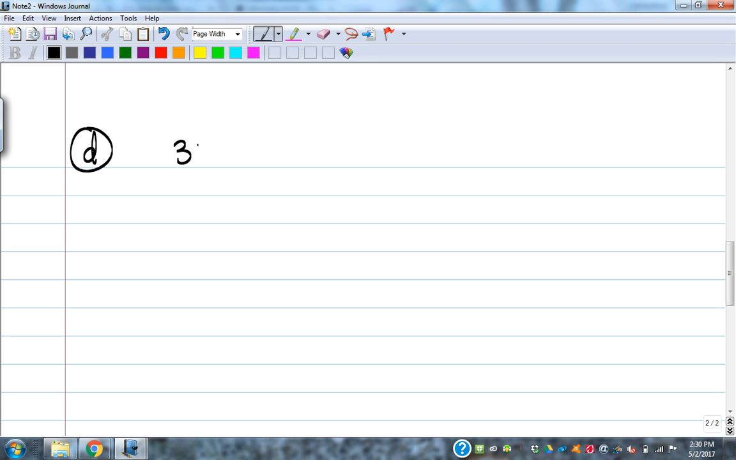Let's do this one. 32 to the x power equals 1 over 16 to the 3x minus 2. This one's a little tricky. That's why I put it in the example, because of the relationship between 16 and 32. What do we know about the relationship between 16 and 32? 16 times 2 is 32, right? But that's a multiplication relationship.